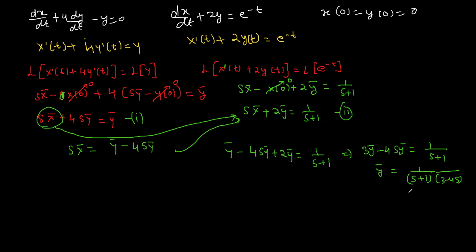First we find y and after finding y we will put it here. Okay. You can also solve for x bar also. Y bar is this. Put y bar, s plus 1, 3 minus 4s, s plus 1, 3 minus 4s.